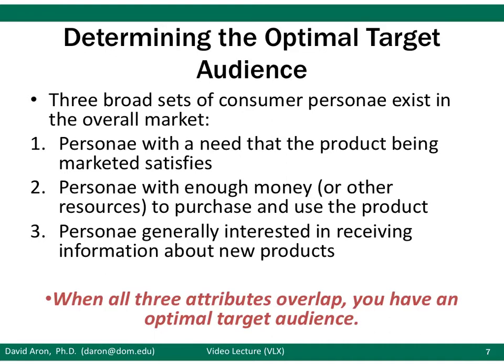So now we have three criteria: people that need the product or service, people that can afford the product or service, and people that are interested in the product or service. Now I almost caught myself in a mistake there. Looking at number one, people that need the product or service don't necessarily know that they need it. That kind of comes into category number 3 there.